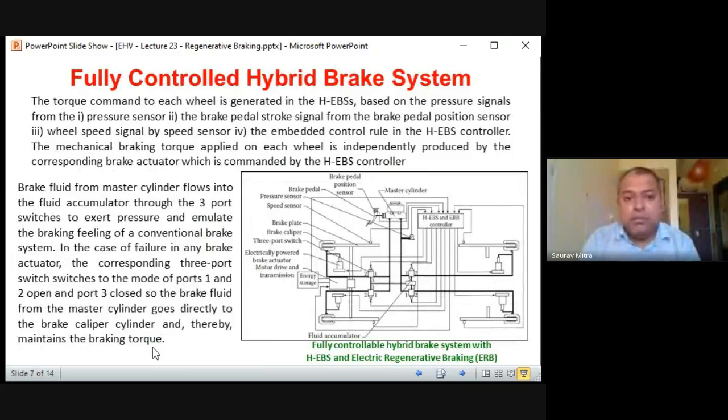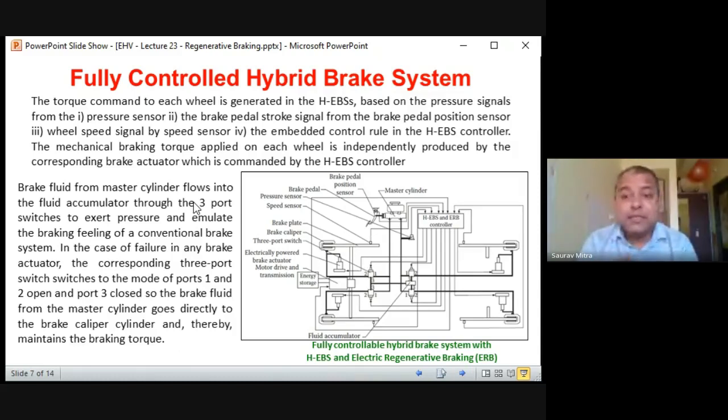The torque command. It's a very important paragraph. Short questions can be asked on this, so please prepare. The torque command to each wheel is generated in the HEBS system. That is the main feature of a fully controlled hybrid brake system. It is based on the signals from, so these are the signal generators.